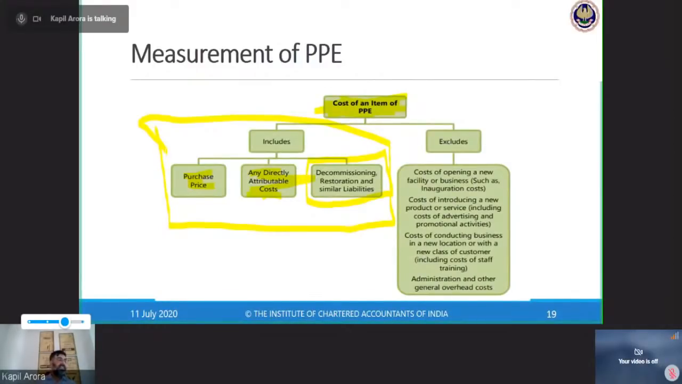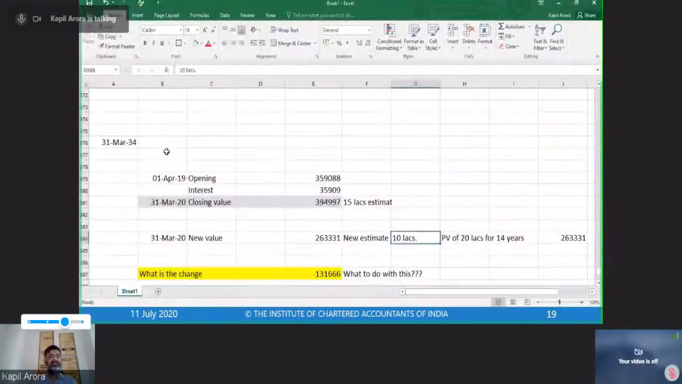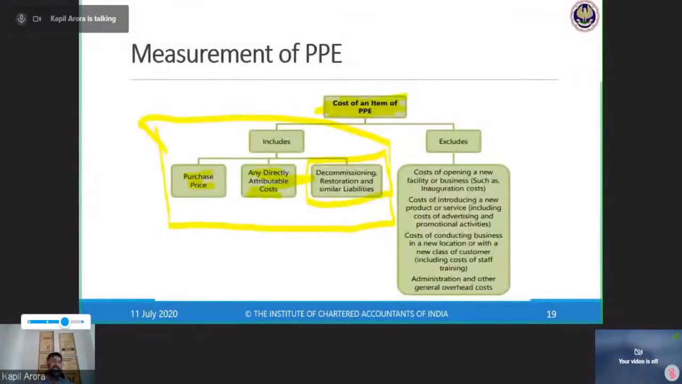So at the end of 15 years, the value of my provision as per the new estimate is 10 lakhs. So the value of provision at the end of 15 years should be 10 lakh, whatever the new estimate is. Because as my estimate changes, I keep changing my values, right? I hope this is fine.